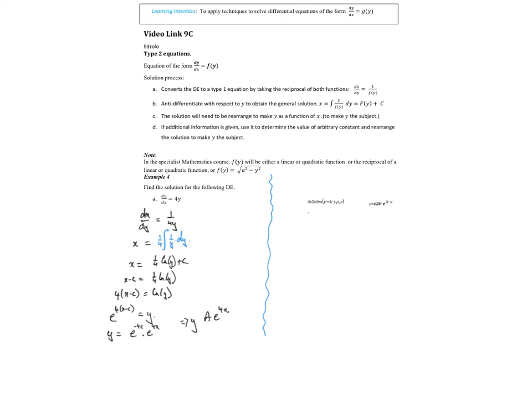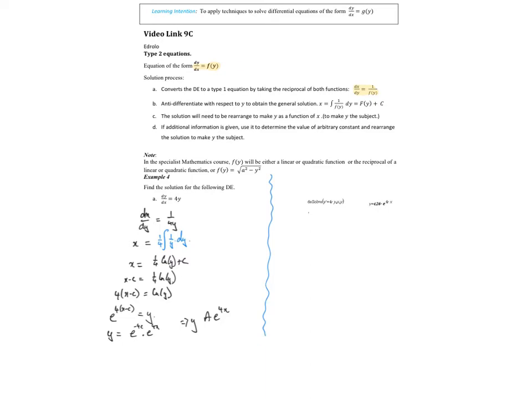So for differential equations of the form where dy/dx is equal to a function in terms of y as opposed to in terms of x, what we're looking to do is just make use of their reciprocal properties. So we want to take the reciprocal of both sides, so we get dx/dy equals 1 on f of y, and then integrate both sides with respect to y.